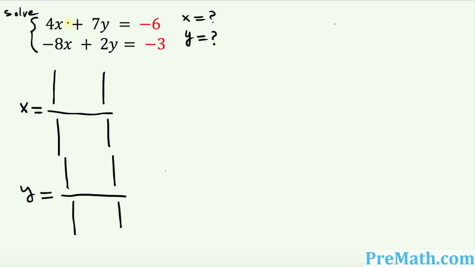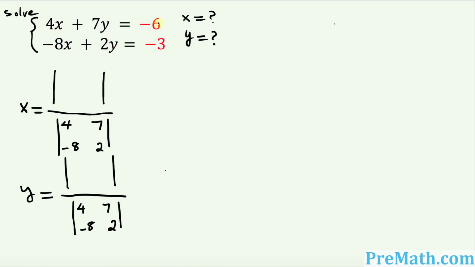Now let's look at the coefficients for these x's and y's. What are the coefficients? 4, 7, -8, and 2. I want you to put down those coefficients in the same order in the bottom determinant. So 4, 7, -8, and 2. Likewise, 4, 7, -8, and 2.